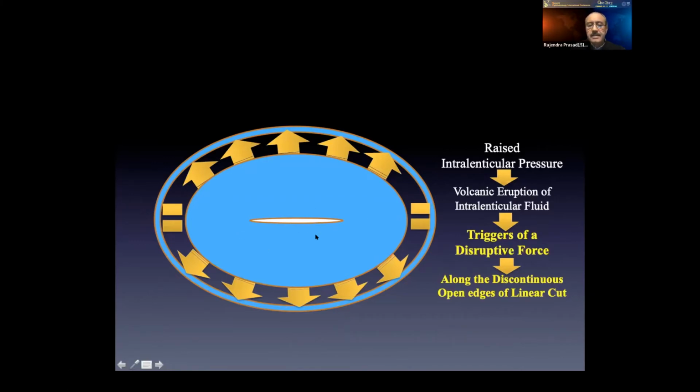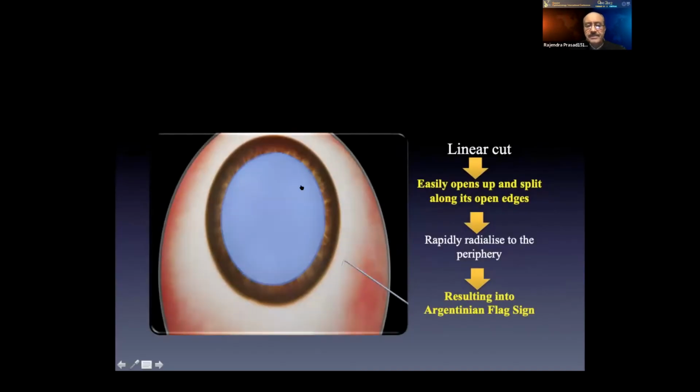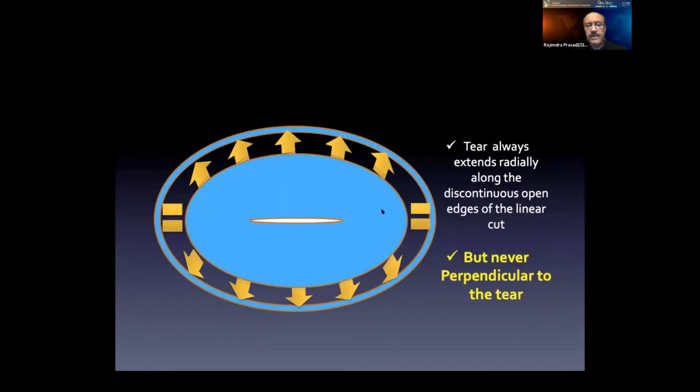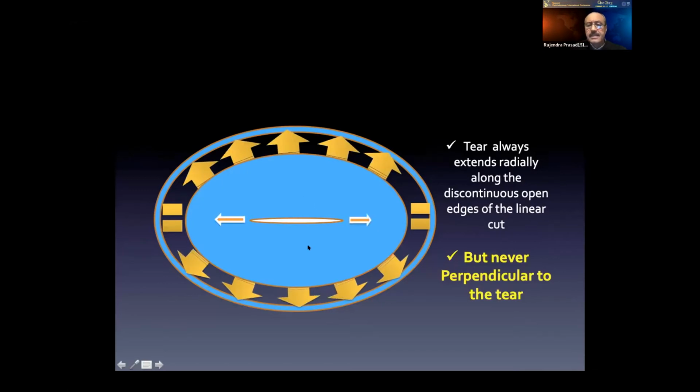And this pressure actually starts opening up the tear, because you have a linear cut which has a discontinuous edge, and there is a high intralenticular pressure which puts pressure on the discontinuous edges. These edges start extending to the periphery and result in a radial capsular tear, which is called the Argentinian flag sign. And we also found that this tear always extends along the discontinuous edges. It never extends perpendicular to the linear cut which is created on the anterior capsule.